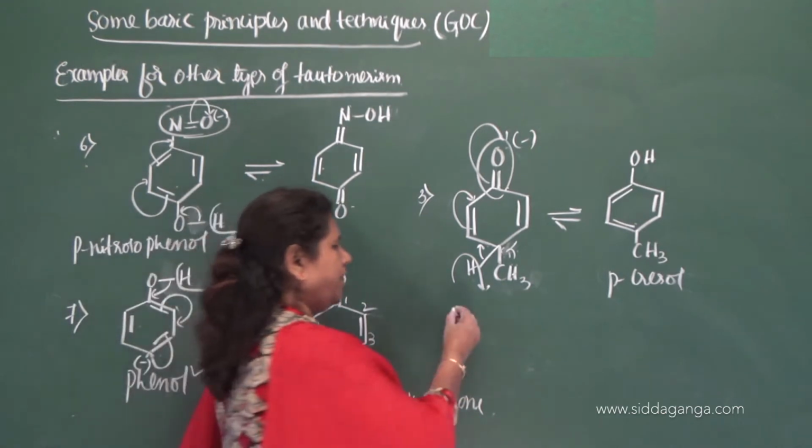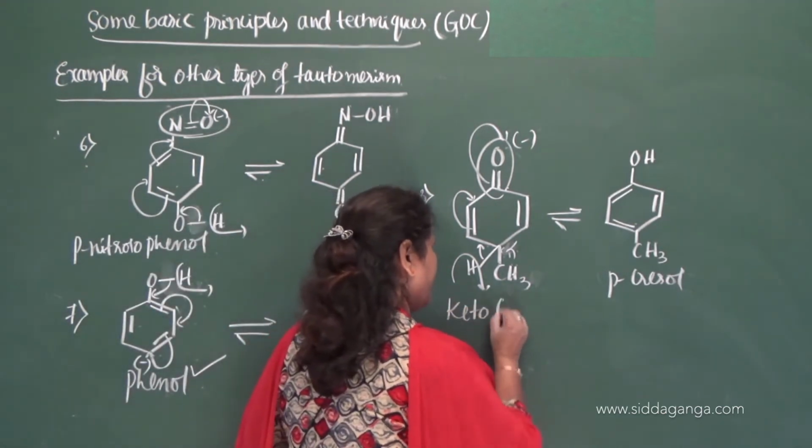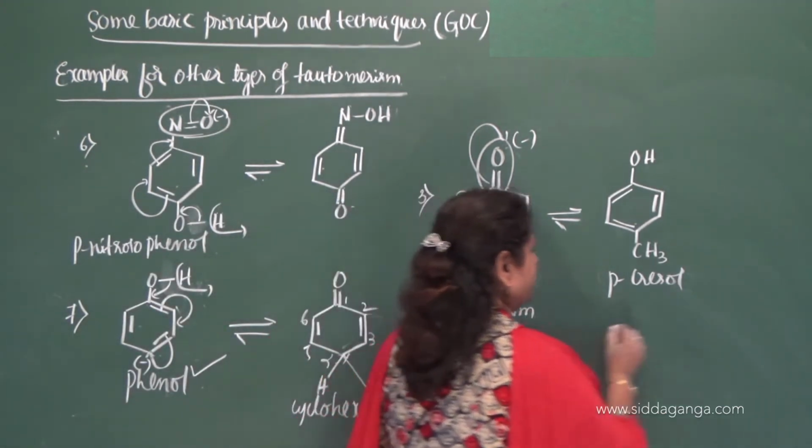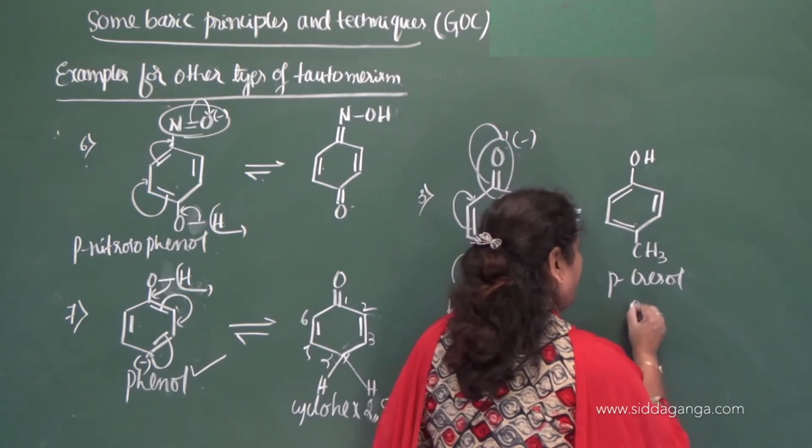So this is keto form, and this is what? This is called enol form.